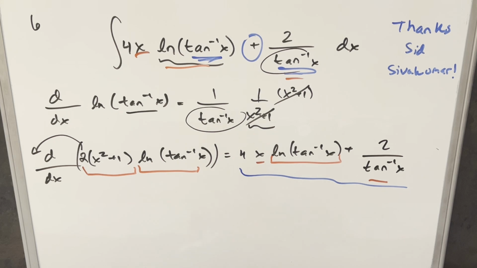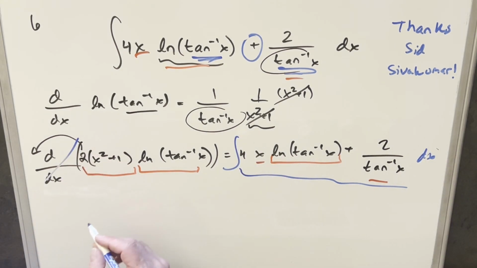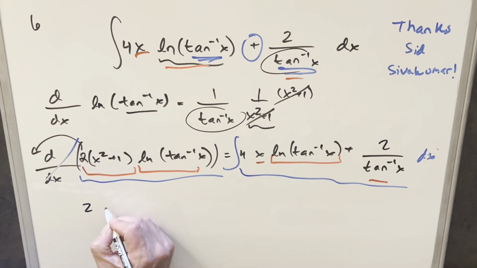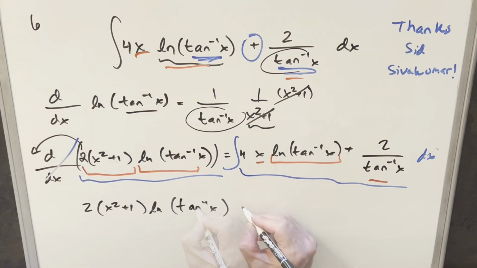So just to make it clear what's happening, if you integrated this on both sides, the derivative goes away, and then our solution is going to be right here. And so for the final solution, we just get 2 times x squared plus 1 times the natural log of arctan of x, plus C, and that's it.